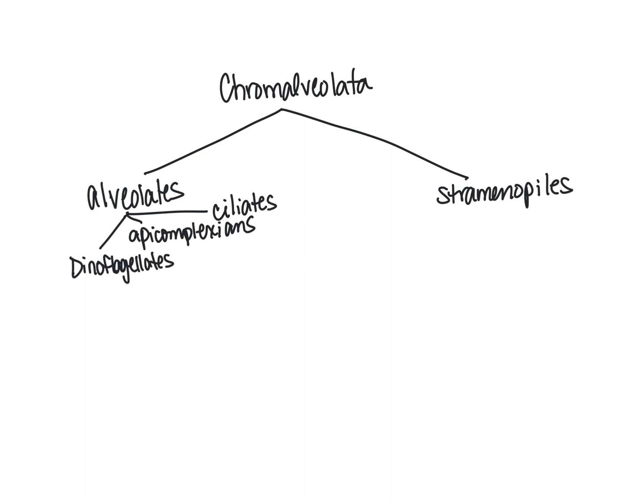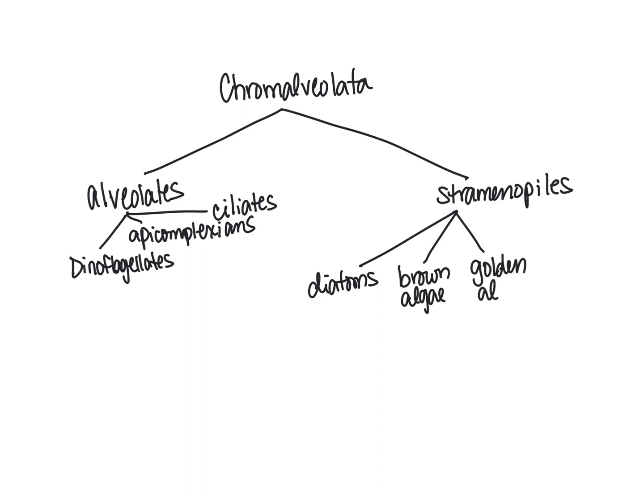And with the straminophiles, we talked about four subgroups. So we talked about the diatoms. We talked about the brown algae. We talked about golden algae. And we talked about the oomycetes.